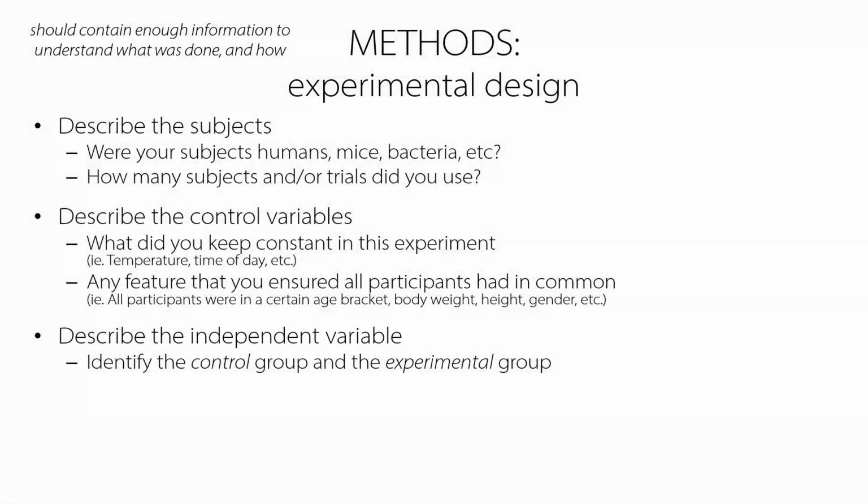Next, describe the independent variable. This is the thing that you're changing to see if it has an effect. You should identify what the control group is and what the experimental group is. A control group is different from a control variable. The control variables are all the things that are being kept constant, whereas the control group includes subjects. We'll go over the difference in the example.